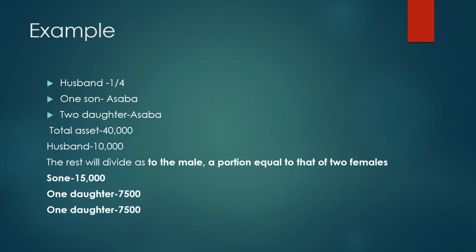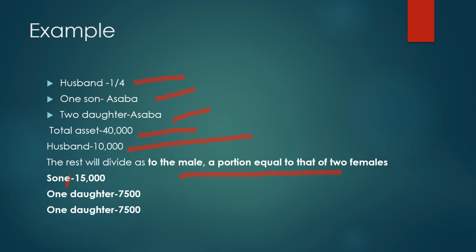Here I give you an example. You see, a lady passed away. She got a husband, 1 son, and 2 daughters. So the total asset is 40,000. So the husband will get 1 by 4, a higher or fixed share. So 10,000. And the rest will be divided as to the male a portion equal to that of 2 females.